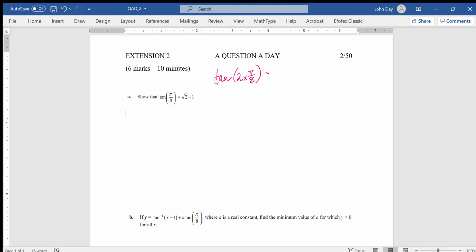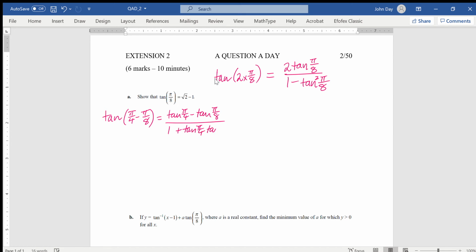That's tan of 2A, which is equal to tan of A plus tan of A all over 1 minus tan of A times tan of A. So I could use that and get straight to the answer, or I could possibly have tried tan of pi on 4 minus pi on 8 and done that expansion: tan of pi on 4 minus tan of pi on 8 on 1 plus tan of pi on 4 tan of pi on 8.